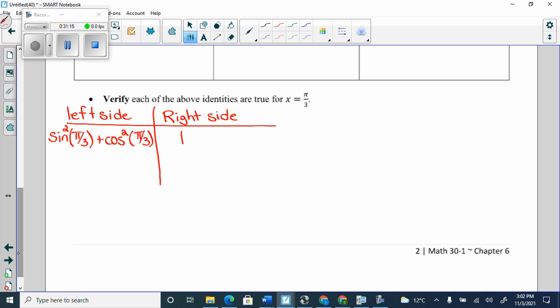Okay. So what's sine of pi over 3? Put down your calculator. Are you in degree mode? No, don't use your calculator. Put it down. Cos of pi over 3. So we go to pi over 3. And what's cos? 1 over 2.